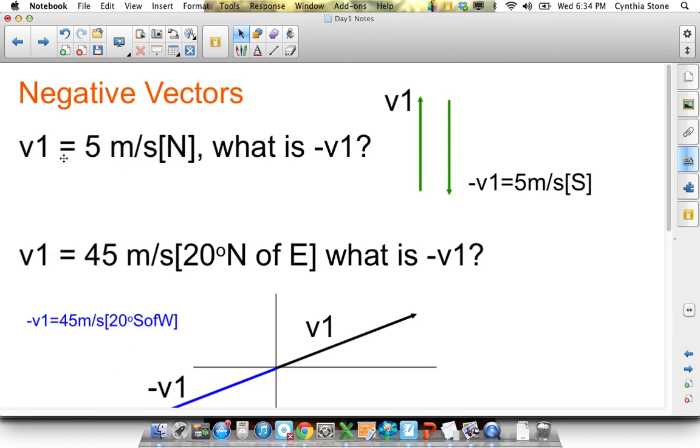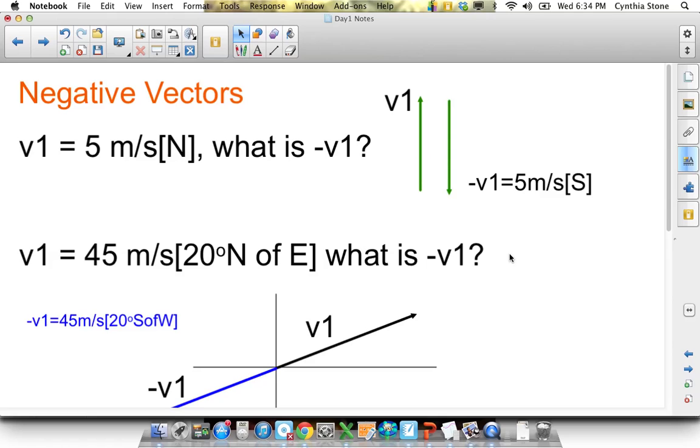Okay, so if v1 is 5 meters per second north, what is negative v1? Well, it's like you take the vector and you change the end where the arrowhead is. That's all you do. So to find the negative vector, you just put the arrowhead on the other end of the vector. So in that case then, negative v1 would be 5 meters per second south.